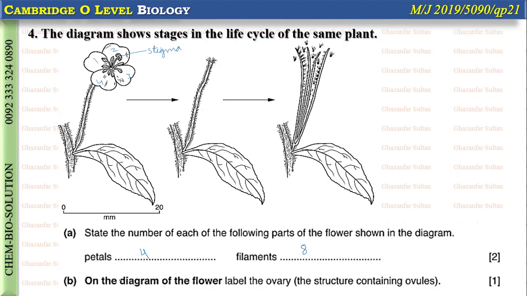And the B part on the diagram of the flower, label the ovary. So actually in some flower, ovary is not within this part, but ovary you can mark it anywhere between flower to its pedicel. So you can label it any part. This is the ovary.